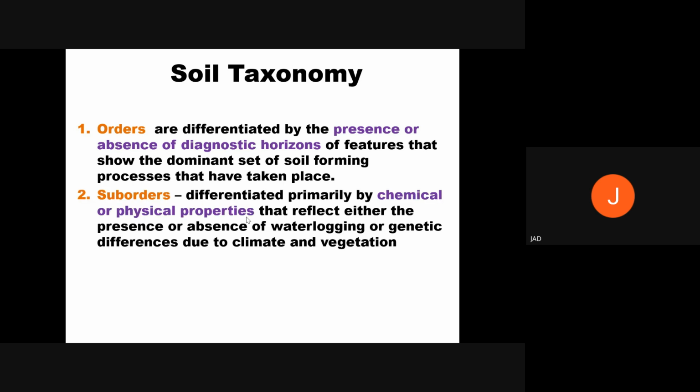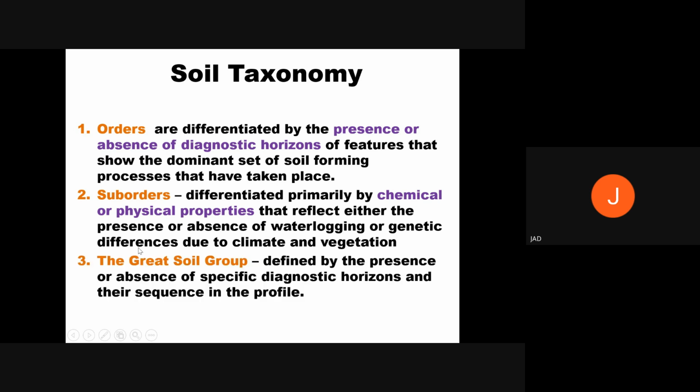The suborders are differentiated primarily by what? Chemical and physical properties that reflect either the presence or absence of waterlogging, or genetic differences due to climate and vegetation. This word is different from the genetics that we know. It comes from the word genesis.